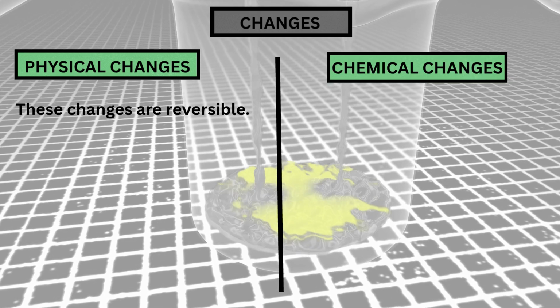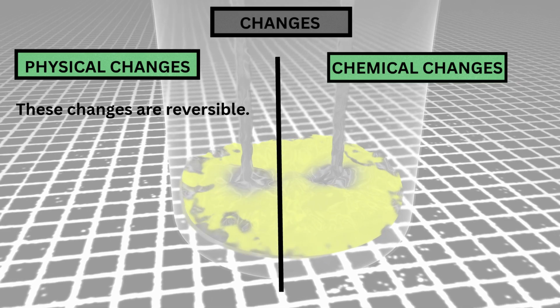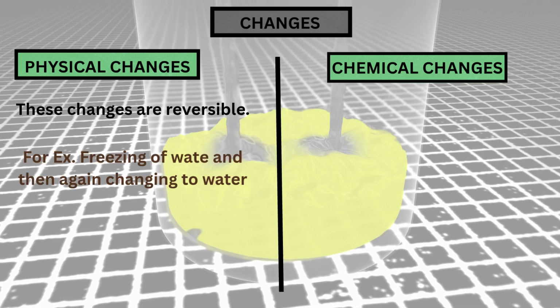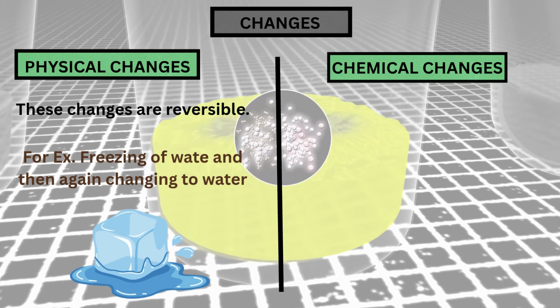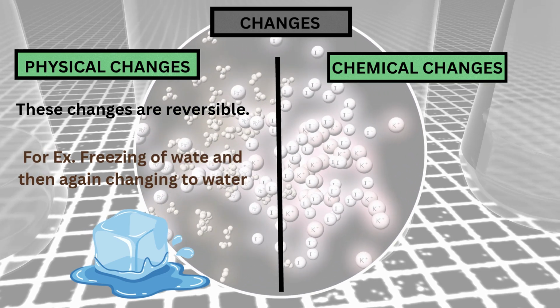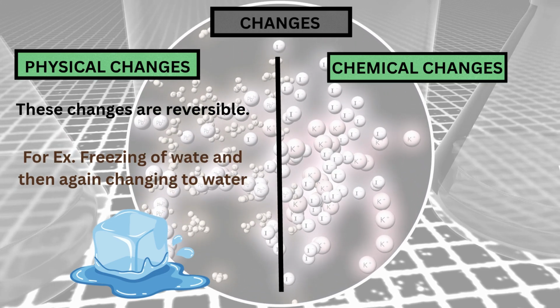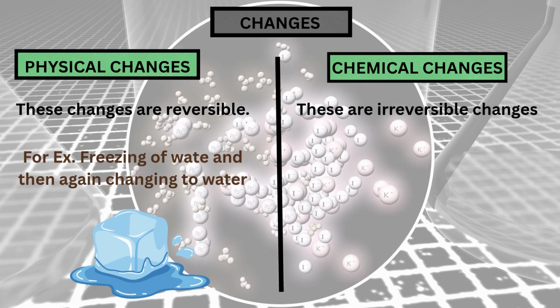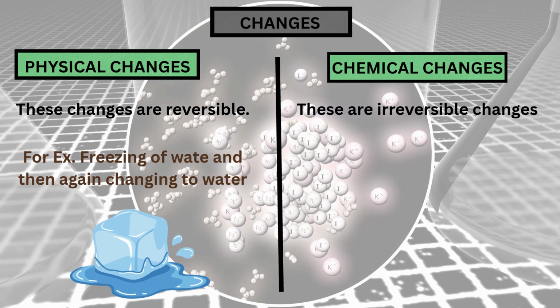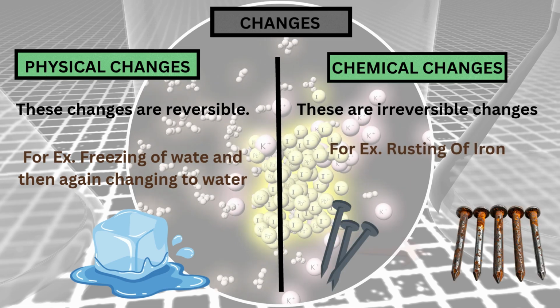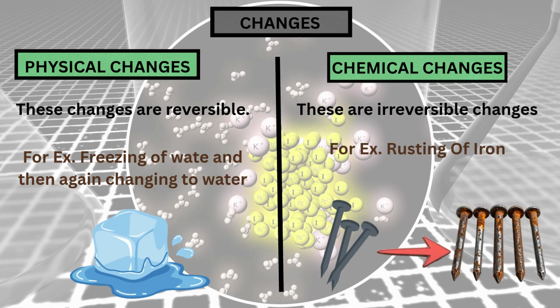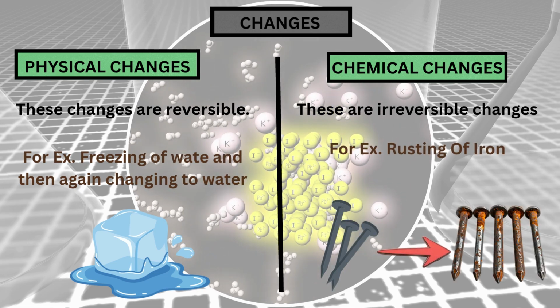Physical changes are those changes which can be reversed. Like for example, when we put water in freezer it becomes ice, and when we keep it outside it again changes to water. On the other hand, chemical changes are not reversible. Like for example, when an iron nail gets rusted it will not come back in original iron nail.